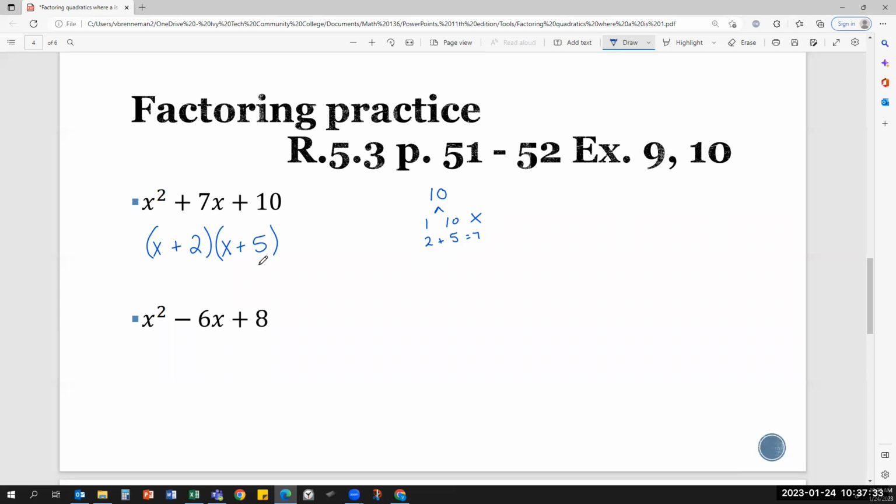Now, you probably will get to the point, if you aren't already, where on some of these, you don't even have to list out the factor pairs. You can look at that and just think a little bit: 10 is 2 times 5, and 2 plus 5 is 7, and it works, so you get those. So don't feel like you have to write out all of those steps if you don't need to. But if it's less obvious factoring, you might find that helpful.